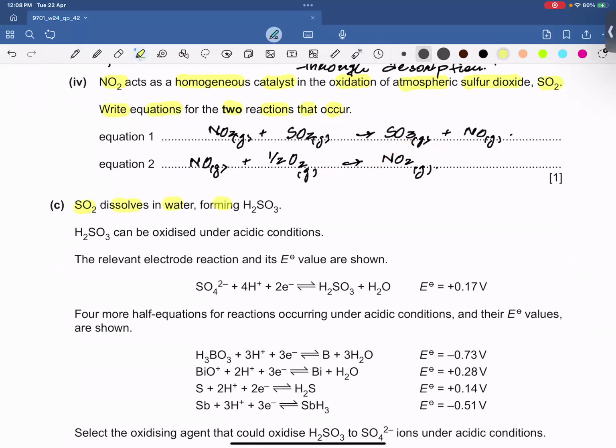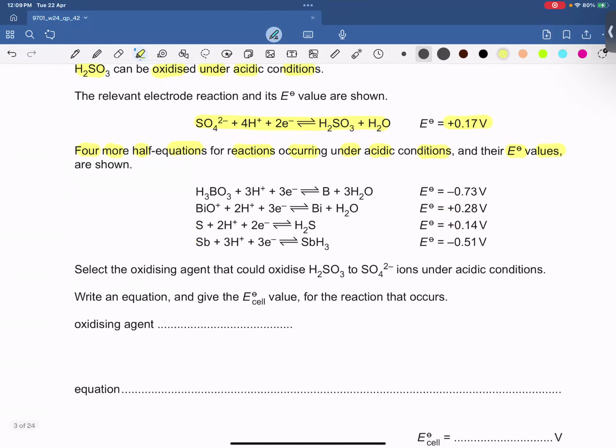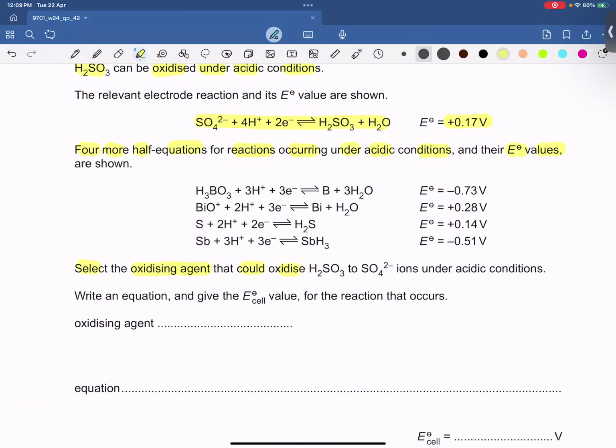Sulfur dioxide dissolves in water forming H2SO3, and the equation for this reaction is going to be like this, which we have done in chemical periodicity in A1. So H2SO3 is basically sulfurous acid. Sulfurous acid can be oxidized under acidic condition. The half cell equation for sulfurous acid is given with an E0 value, which is plus 0.17 volt. 4 more half equations for the reactions occurring under acidic condition and their E0 values are shown. Select an oxidizing agent that could oxidize sulfurous acid to sulfate ions under acidic condition.